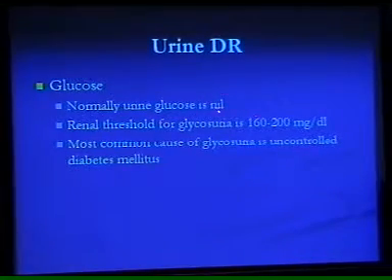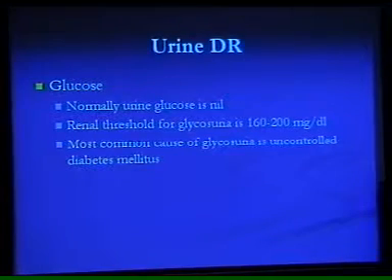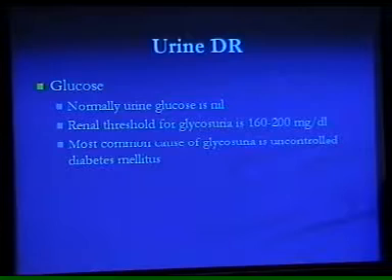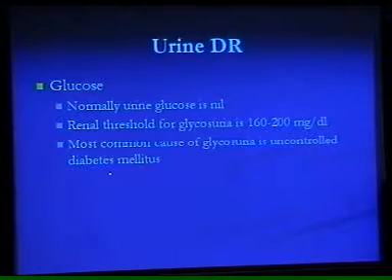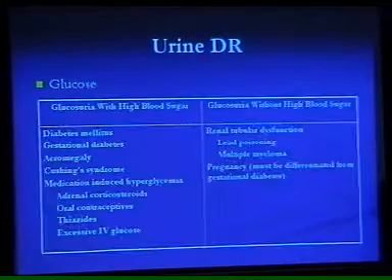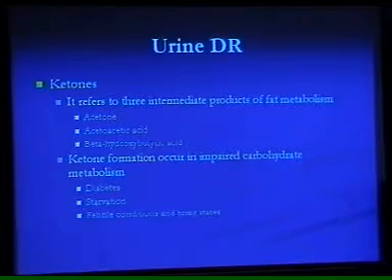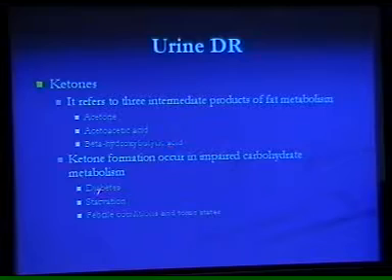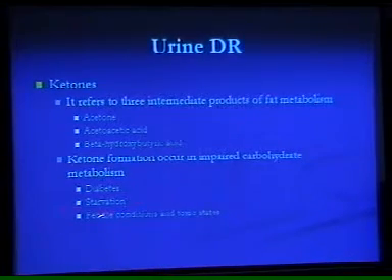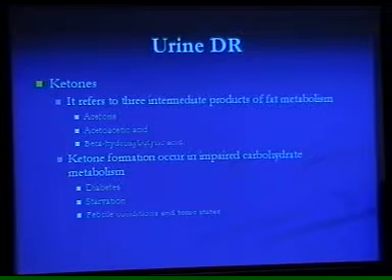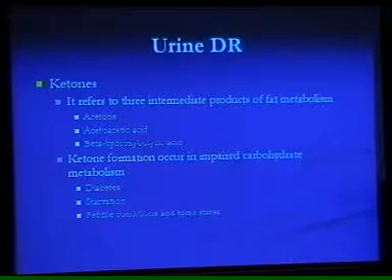Glucose, normally it is all absorbed after it is filtered through the glomerulus, but sometimes when the threshold is low, the glucose can spill into the urine. But the most common cause is uncontrolled diabetes mellitus. Ketones are important in diabetics and in patients who are starving or who are on a diet program to lose weight. So in those patients you can see ketonuria.